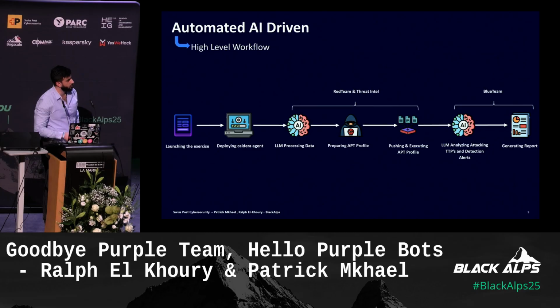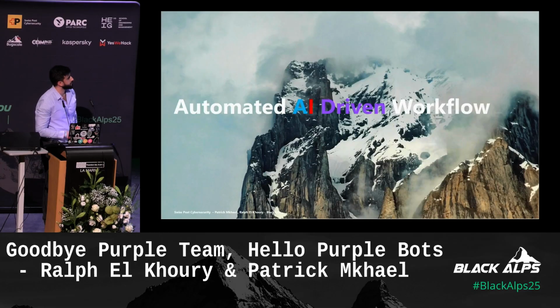After we execute the APT profile, the work of the LLM is now to analyze what was executed before, to check the alerts and the logs on the SIEM and the SIEM use case alerting engine, and to finalize it with the report. So this was the high level. Now we'll go into the details of each step, what's happening in the backend.